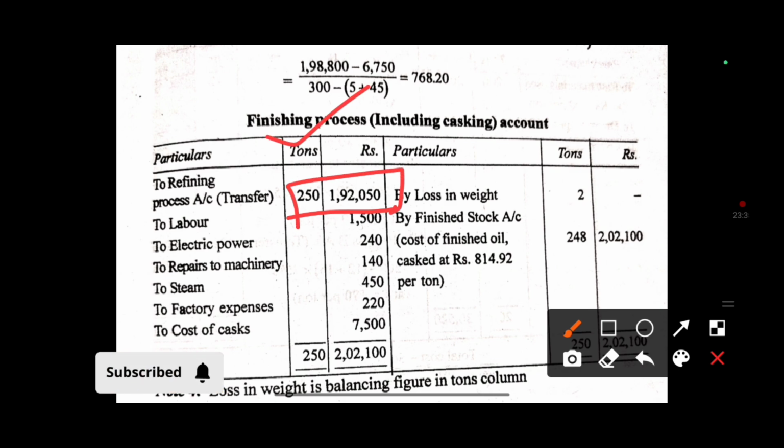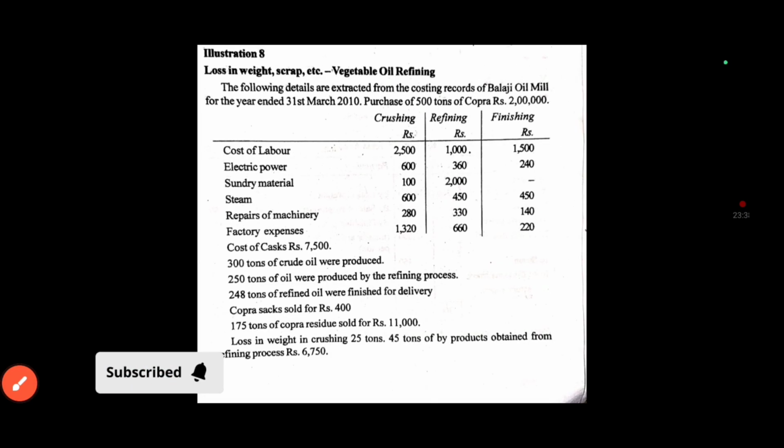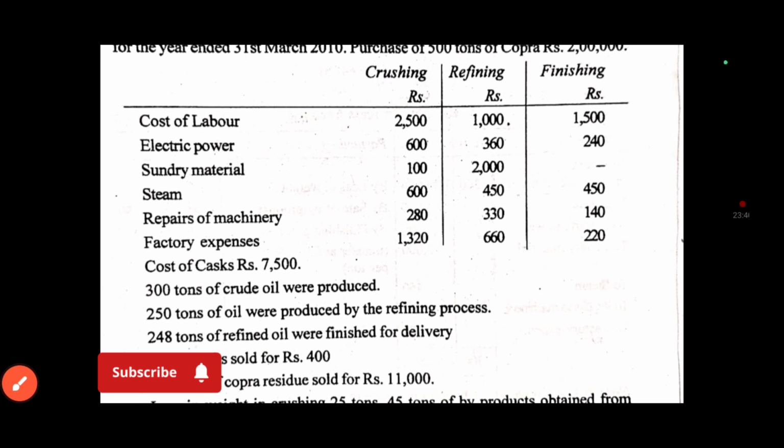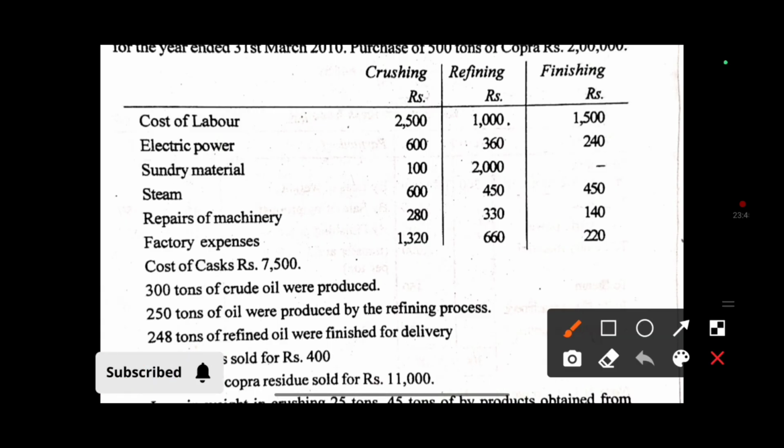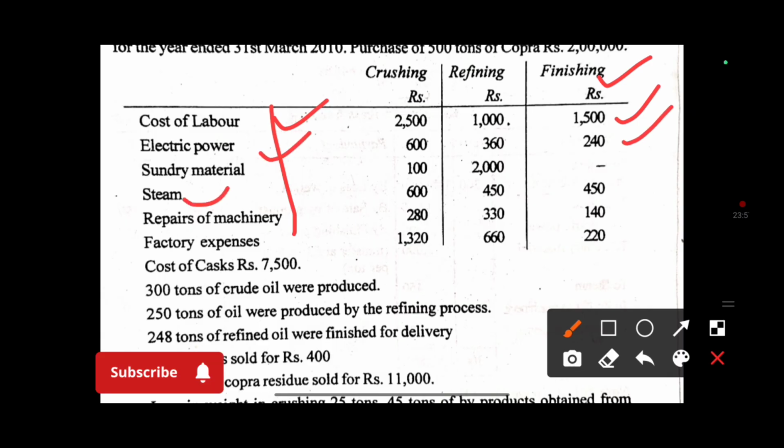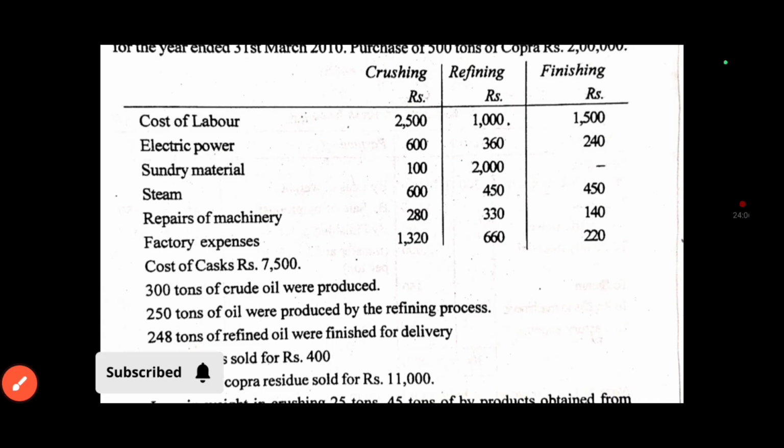Okay, so let's come to the question. After entering the input value taken from the output of the refining process, we need to enter what are the input costs we have related to the finishing product on the debit side, which means cost of labor 1,500, electric power 240, and steam 450, and repairs of machinery 140, factory expenses 220 rupees. This is to be entered on the debit side of the finishing product.